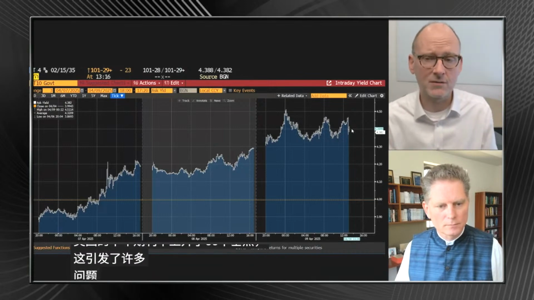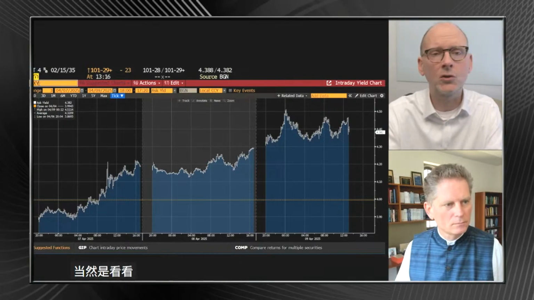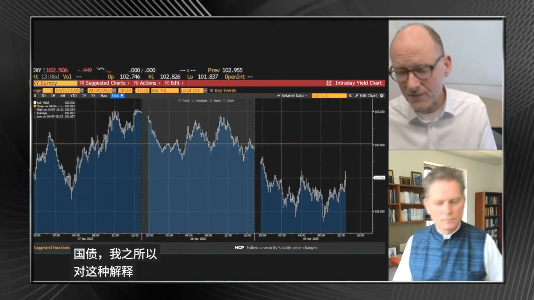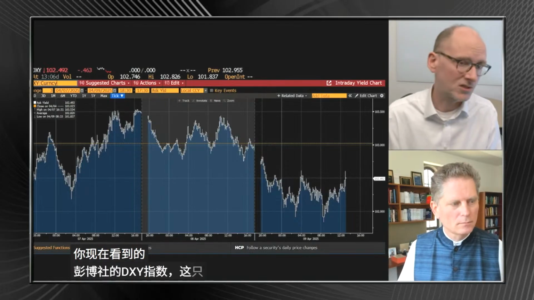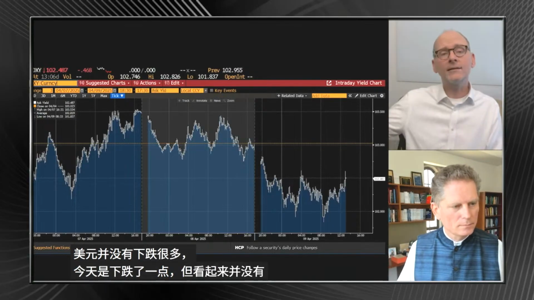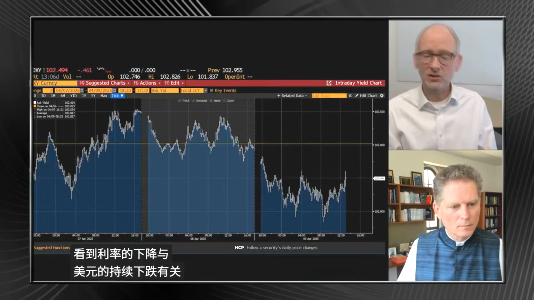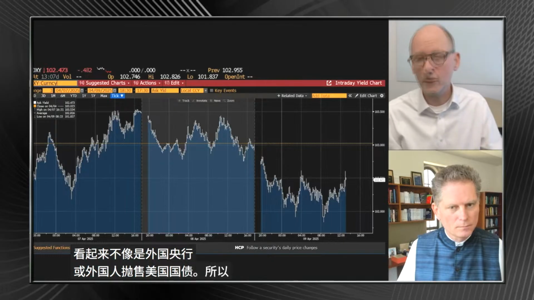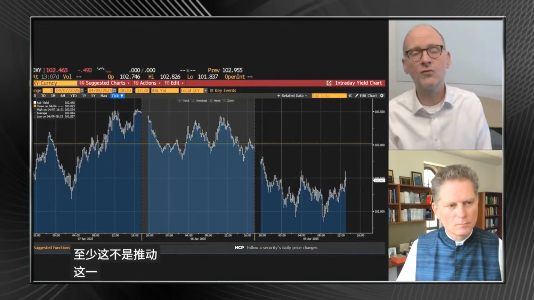So this has raised a number of questions around why this is happening. The first area you can look at is, of course, could this be foreigners that are selling US treasuries? The reason why I'm skeptical of that explanation is because of what you see in the dollar. This is the DXY index on Bloomberg, just the dollar index. And it doesn't look like the dollar has fallen a lot. It's fallen a little bit today, but the dramatic steady increase we've seen in interest rates was not associated with a steady decline in the dollar. So that's another way of saying it doesn't look like this is foreign central banks or foreigners selling US treasuries. So in my view, it is not the case that US exceptionalism is being challenged. At least that's not what's been driving this move.